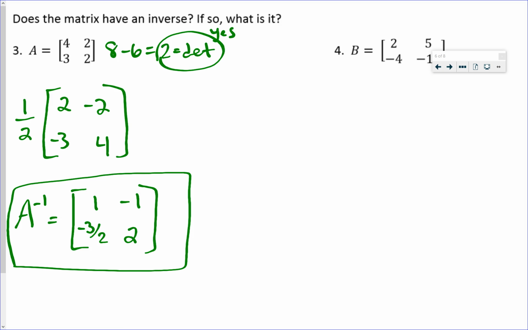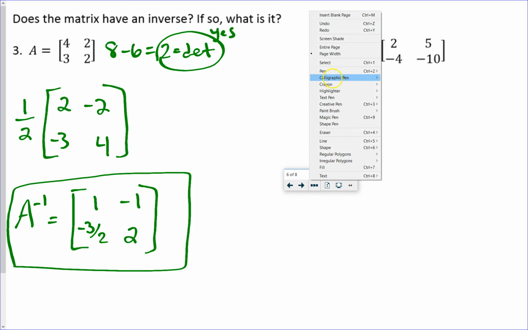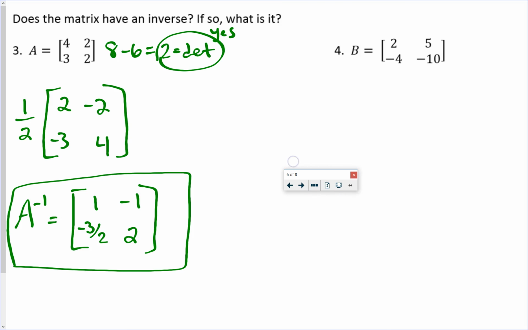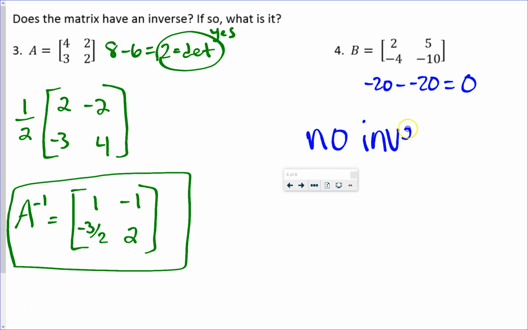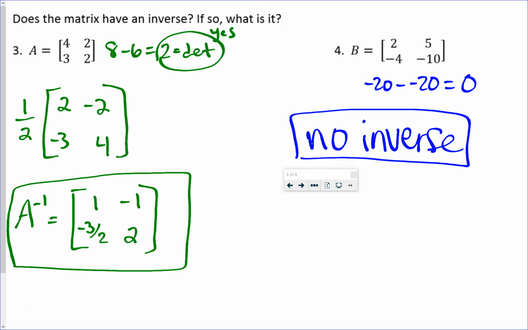All right, so number 4. Let's figure out our determinant first. How do I set up my determinant for this one? Negative 20 minus negative 20. Uh-oh. What does that mean? No solution. There is no inverse to this one. There is no inverse matrix to number 4 because we got a determinant of 0.